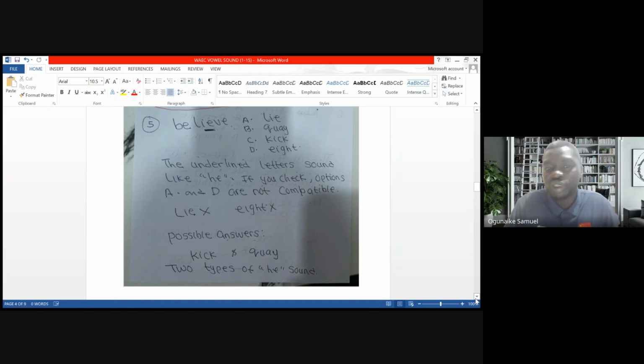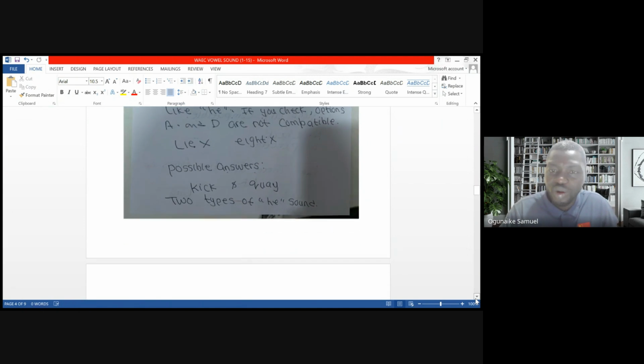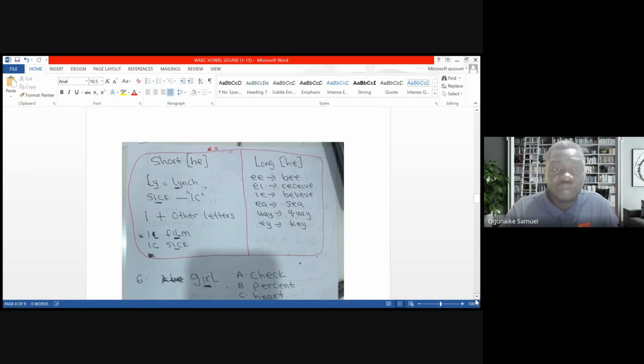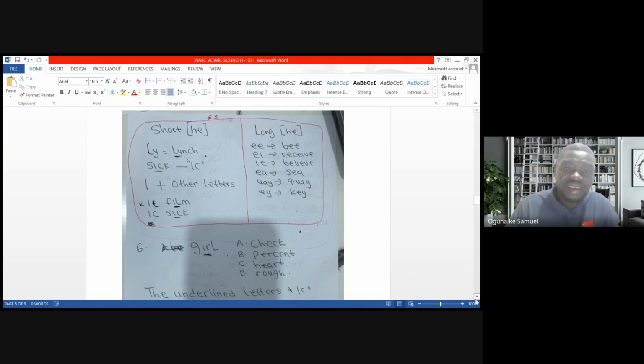If you check options A and D, those ones don't sound like E. Now we're looking at possible answers: kick and key. Why can't people choose the true answer for the question? Now you say there must be two types of that thing. So there are two types of E: the short E and then the long E. Then the question is, what are the letter combinations for the long E sound?